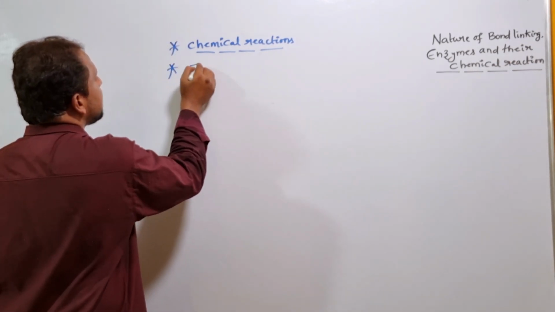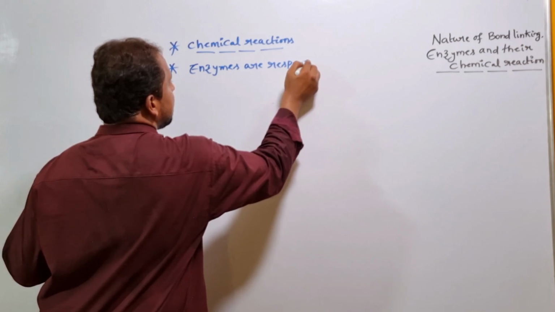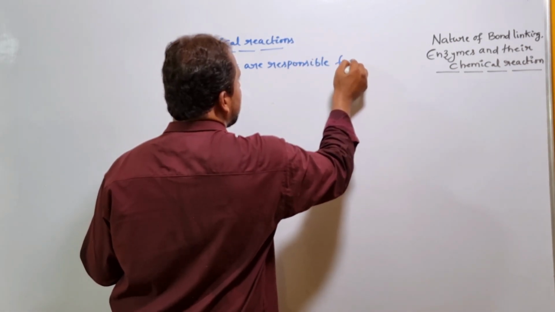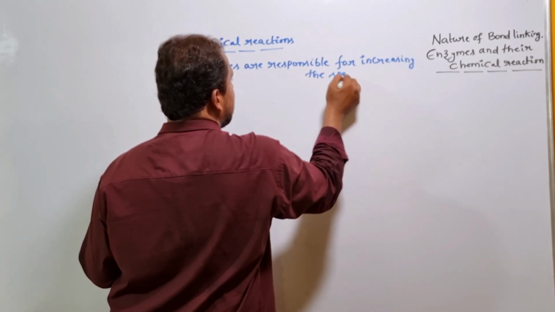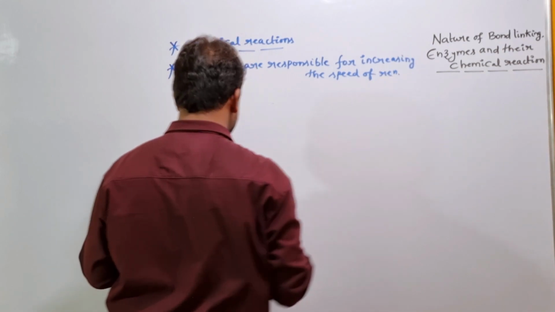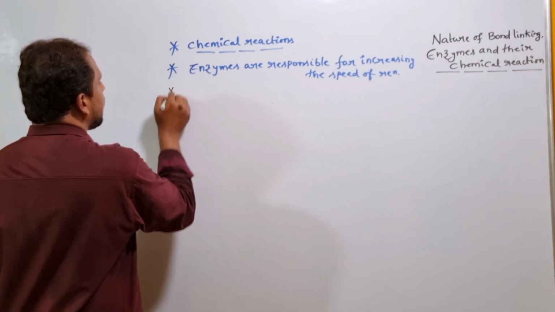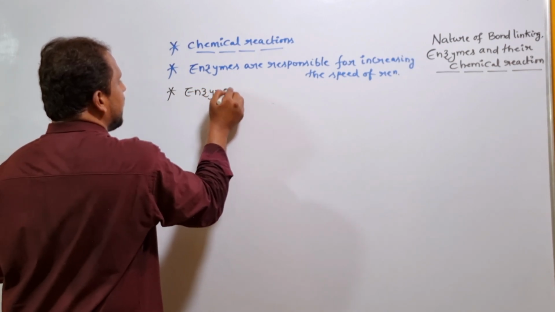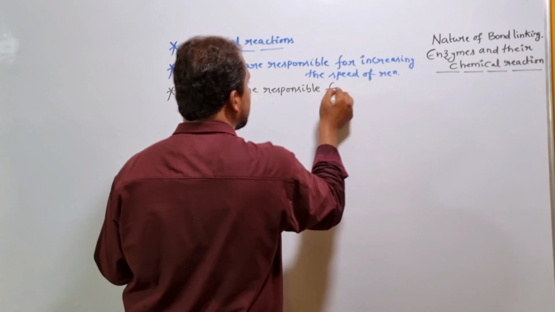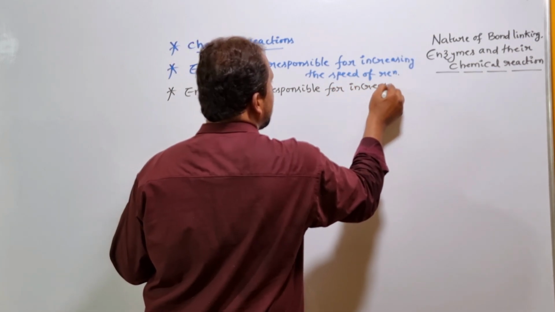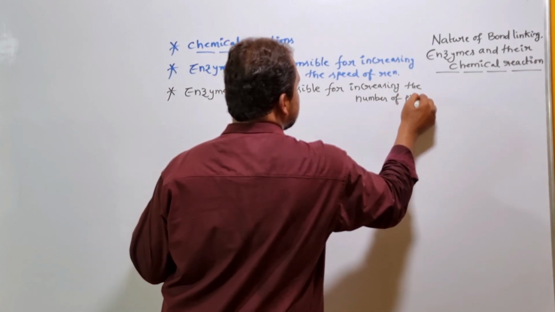As I've already mentioned, enzymes are responsible for enhancing the speed of the reaction. And enzymes are also responsible for increasing the number of product molecules. Is it clear? Enzymes are responsible for increasing the number of product molecules, right?